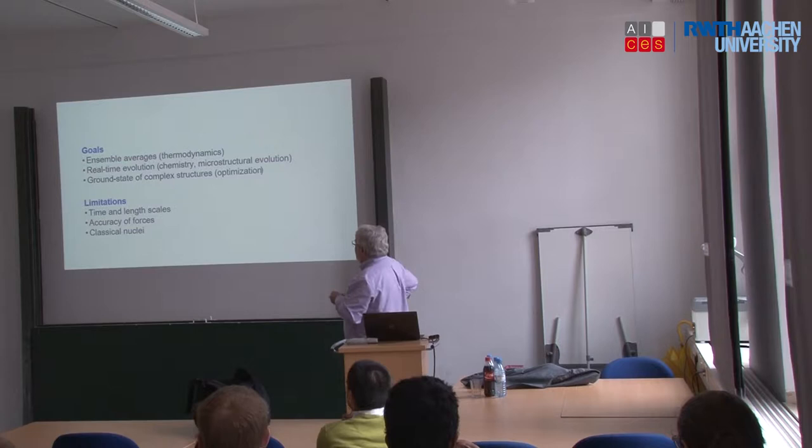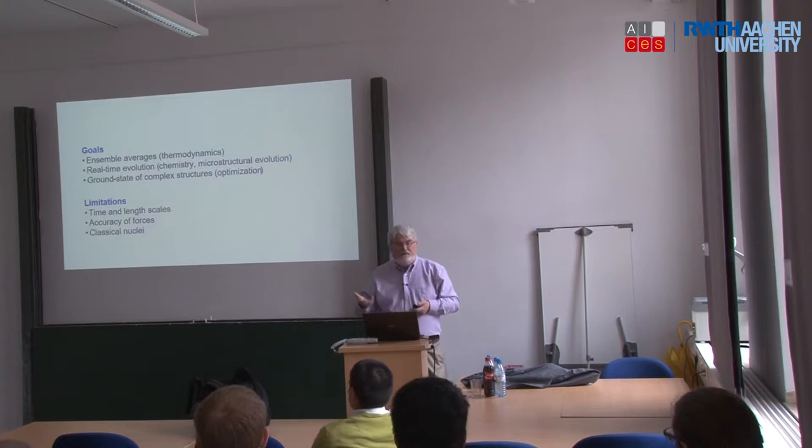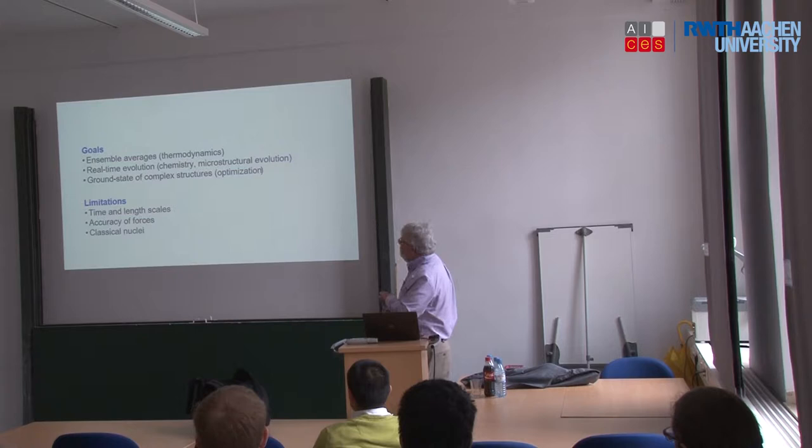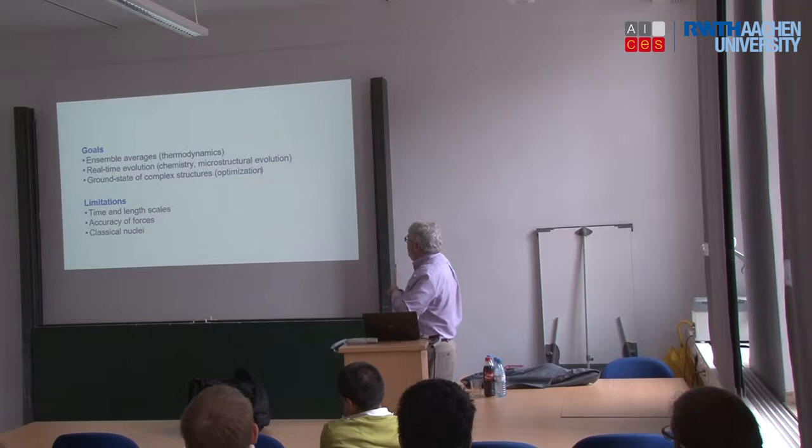So what are the goals of an MD type simulation? You can get ensemble averages. You can get an average over a period of time, which from statistical mechanics is the same as the average of the ensemble. So you can get thermodynamic quantities. You can look at the real-time evolution, as I showed in that little video of the aluminum. That gives you things like microstructural evolution or chemistry. And you can find the ground state of complex structures by doing optimization.